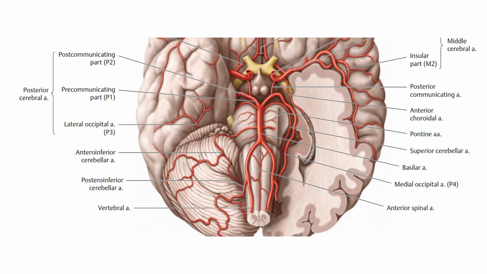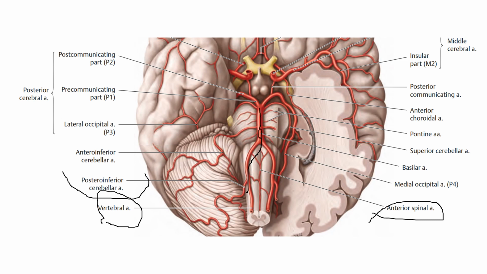This is an excellent diagram representing the inferior view of the arterial supply of the brain. As you can see, these are the vertebral arteries. They come from the transverse foramina of the C6 to C1 vertebrae, and through the foramen magnum, they ascend upwards and give off the posterior inferior cerebellar artery and the anterior spinal artery. Then the vertebral arteries unite and form the basilar artery.